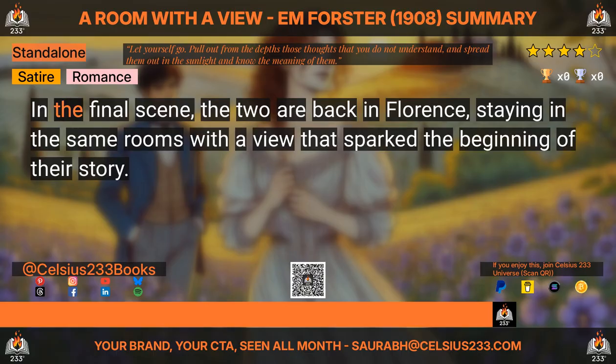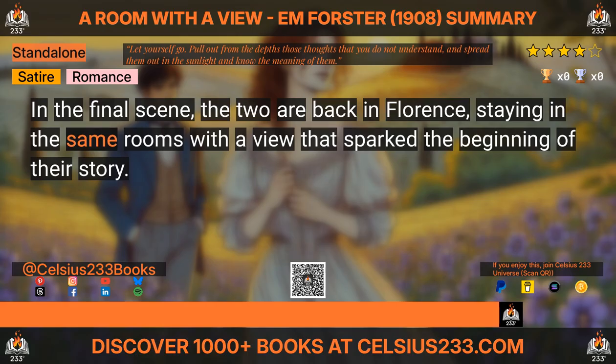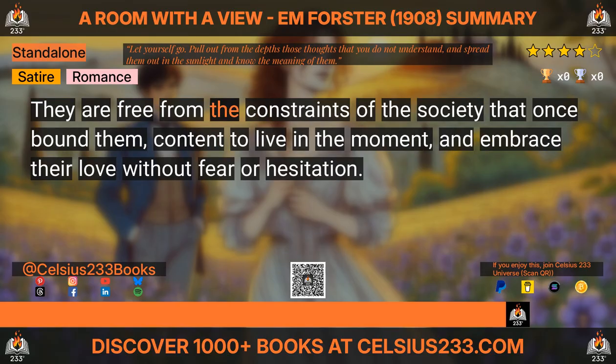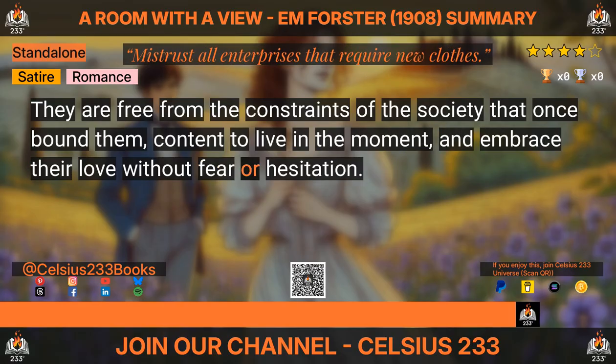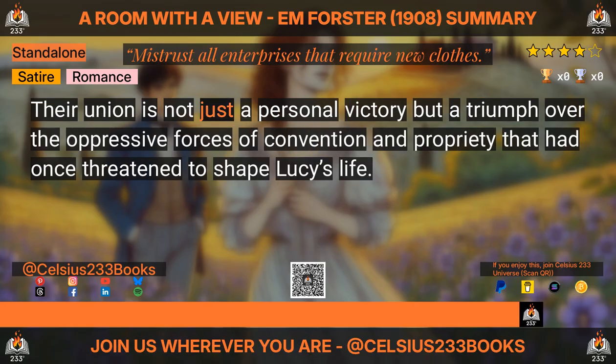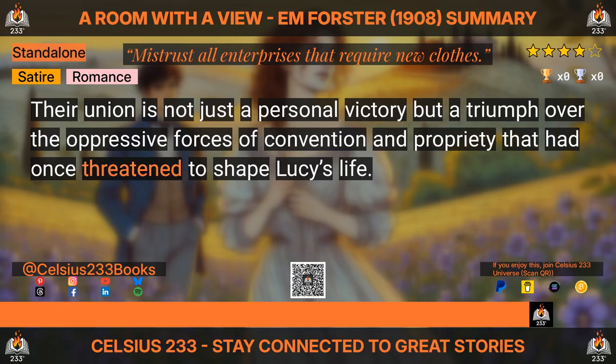In the final scene, the two are back in Florence, staying in the same rooms with a view that sparked the beginning of their story. They are free from the constraints of the society that once bound them, content to live in the moment and embrace their love without fear or hesitation. Their union is not just a personal victory, but a triumph over the oppressive forces of convention and propriety that had once threatened to shape Lucy's life.